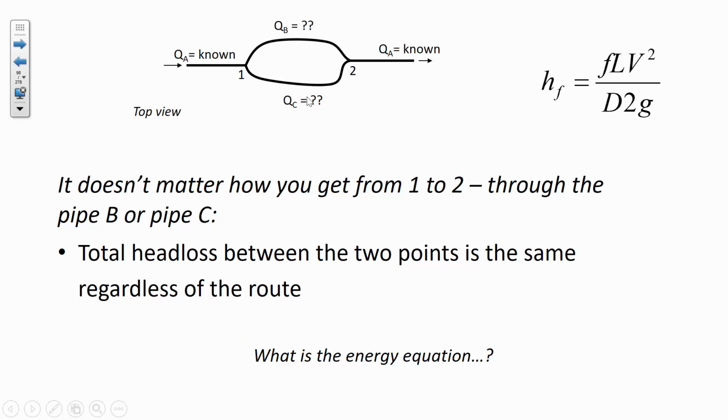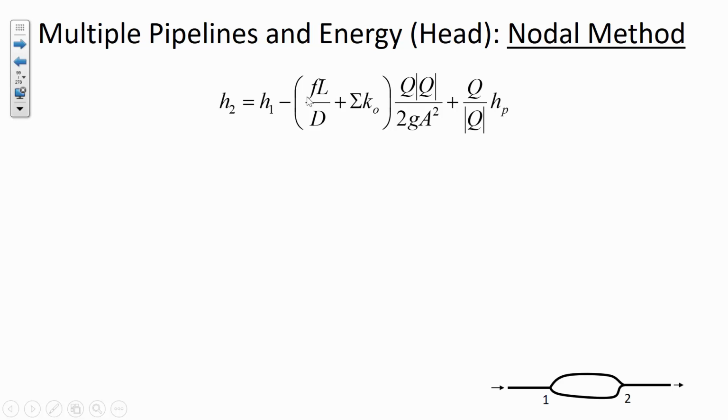But we could rearrange the energy equation in a way that will be useful and advantageous for us when we're solving certain problems. This is the energy equation when we've rearranged it slightly. H, in this formula, is the total head, meaning the pressure head, the elevation head, and the velocity head. That is H1, and those three terms on the right-hand side of the equation are H2. So H2 equals H1 minus the losses, minus the friction losses, minus the local losses.